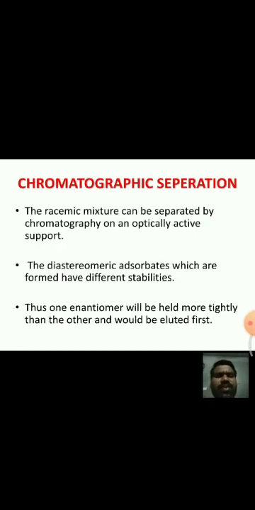Chromatographic separation: we can separate the enantiomers by using chromatography techniques, generally by using a chiral or optically active support. Generally, the isomer which binds strongly to the stationary phase will be eluted later, and the enantiomer which is held less tightly will be eluted first.